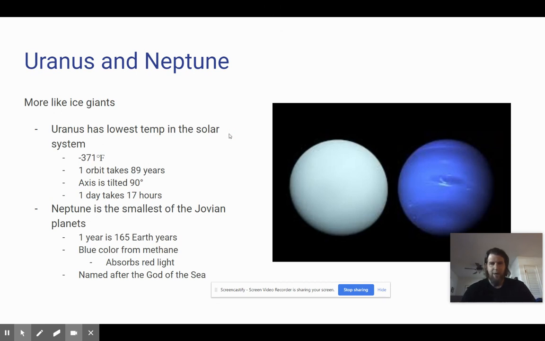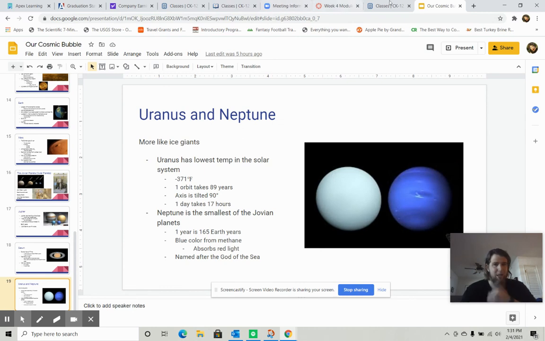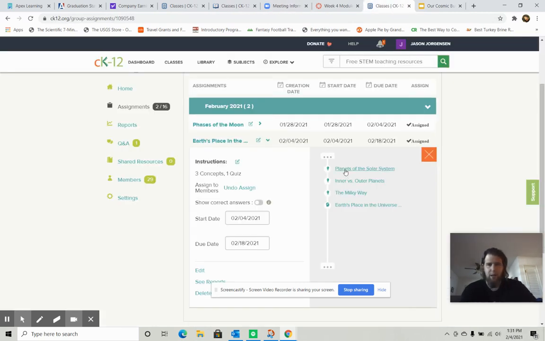So that is going to do it for the lecture. That is just giving you a background on all the planets, because when you go into the CK12 units, 2 of the 3 focus on the planets of our solar system, and then we talk a little bit about the Milky Way. So this was a little bit longer lecture.